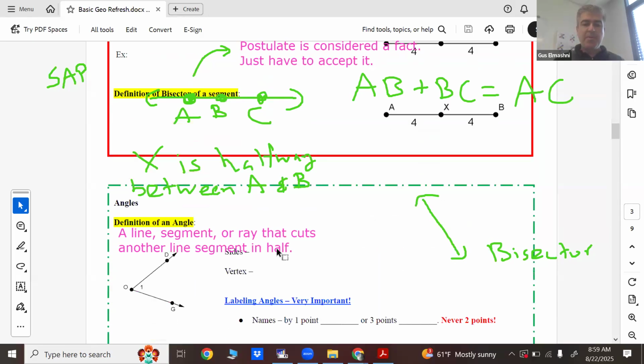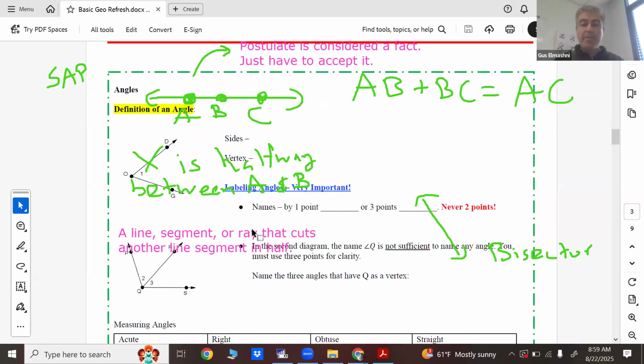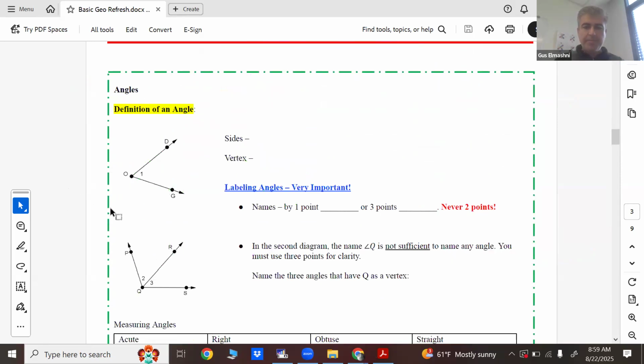They're going a little faster. Okay, now I told you we're going to talk about angles. Juliet, can you read everything in that box there?